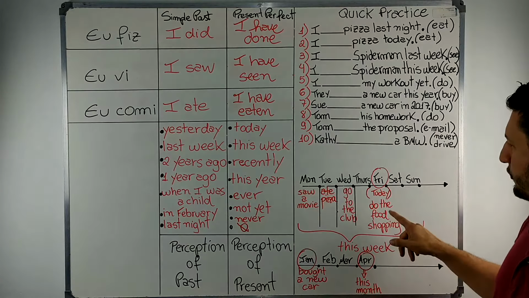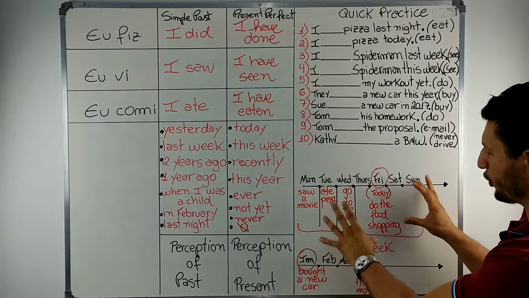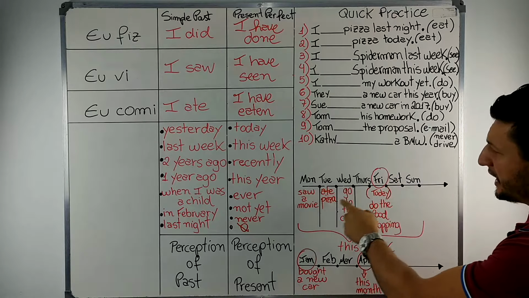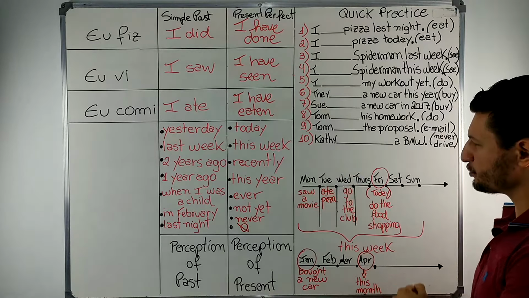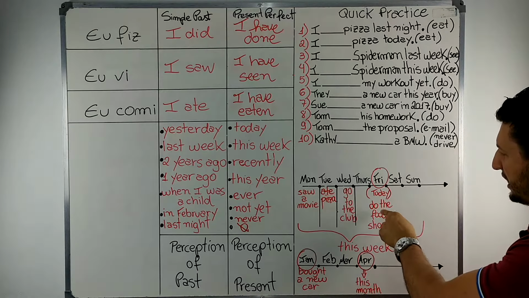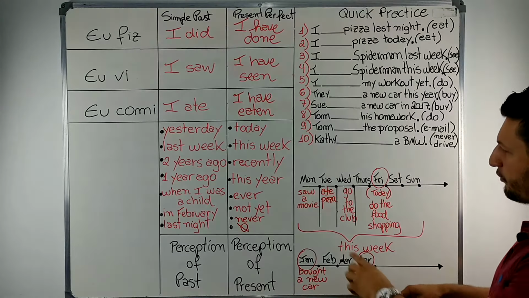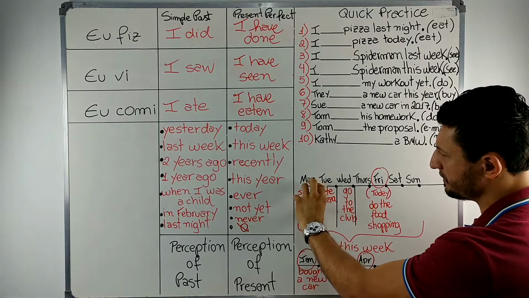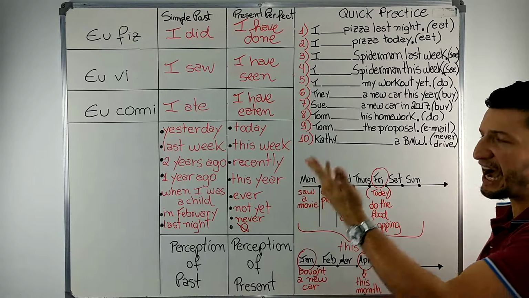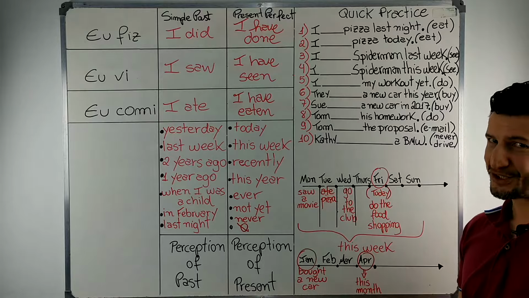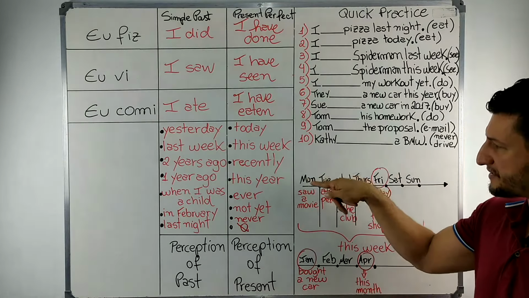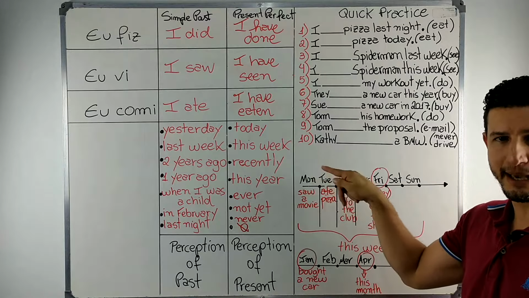For example, let's say this is your schedule for this week, the things you did: on Monday you saw a movie, on Tuesday you ate pizza, on Wednesday you went to the club, and today you did the food shopping. Today's Friday. If you say that you did it on Monday, you say, I saw a movie on Monday. Because Monday in relation to Friday is past. You are using a word that gives you a perception of past.